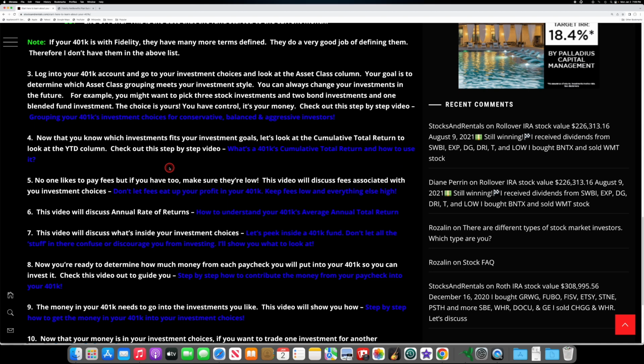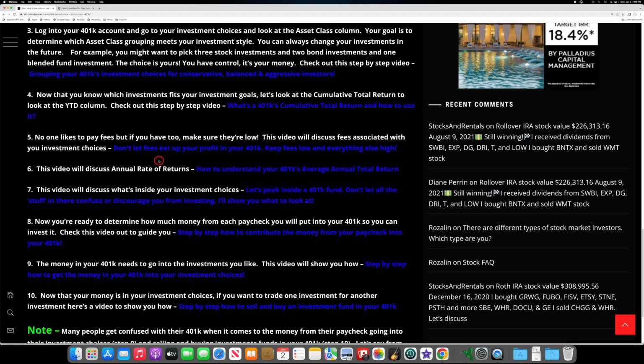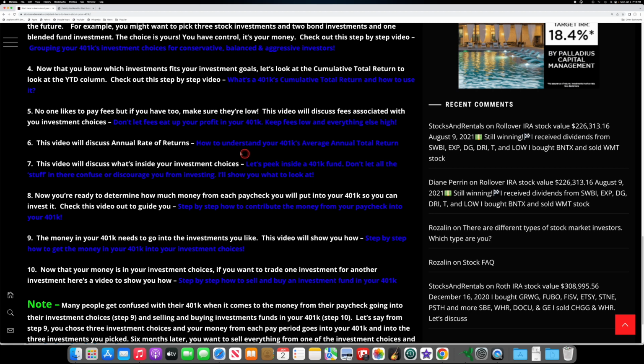Step number four, I always talk about this, cumulative total return. What is it? Click right here. Five, there are fees within your 401k. You want to keep your fees low. They like to hide the fees. I show you where they are. I break them down. I tell you what's a good fee if you have to pay a fee and what are bad fees. Step number six, annual rate of return.